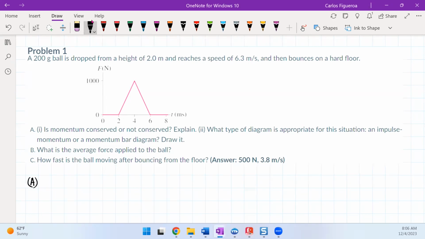A, let's draw a picture of the situation along with a bar diagram.